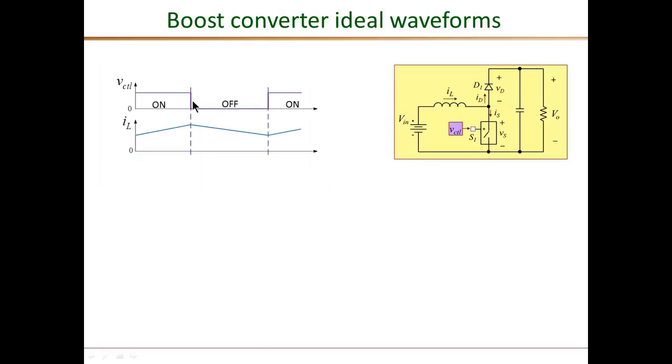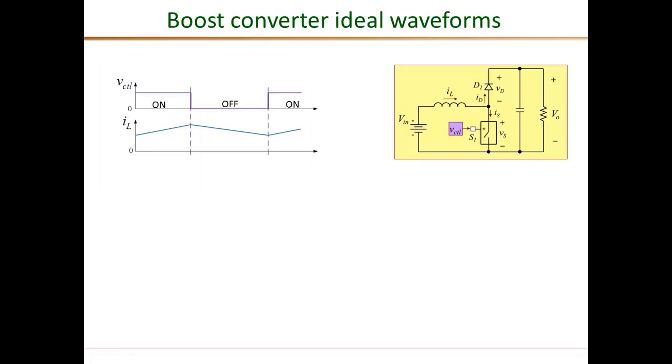Looking at the detailed switching waveforms, the first waveform is the control signal, the switching signal applied to the gate. This can be the input to the gate driver IC, on interval and off interval. And this is the waveform of the inductor current IL. During the on interval, the current rises. During the off interval, the current falls.